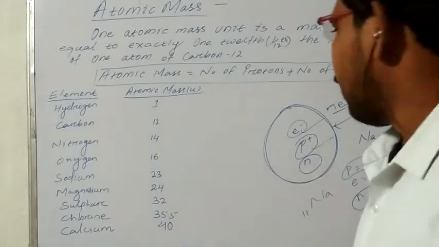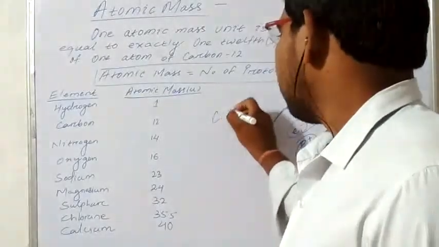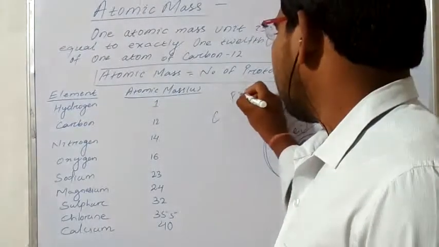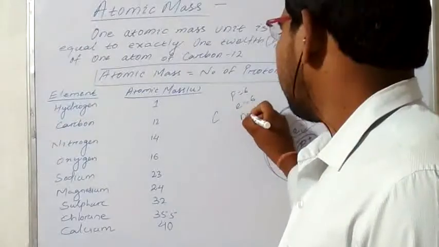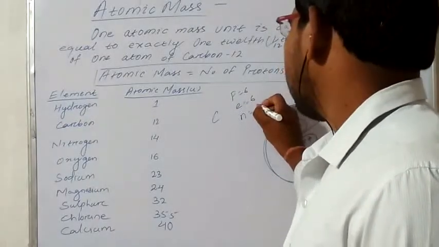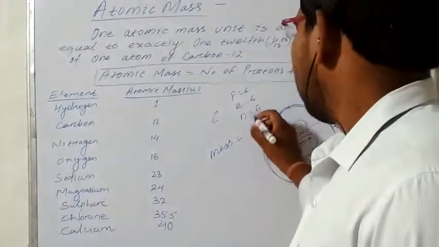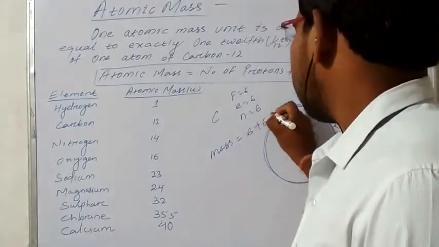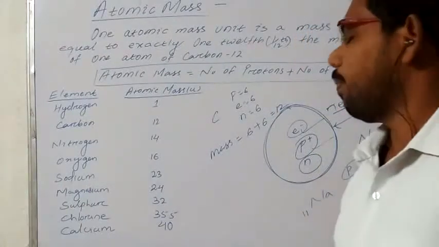Like this we can also calculate the mass of carbon. In a carbon atom, the total number of protons is 6, electrons also 6 and neutrons also 6. That's why the mass number is equal to 6 plus 6 is equal to 12. So the mass of a carbon atom is 12.